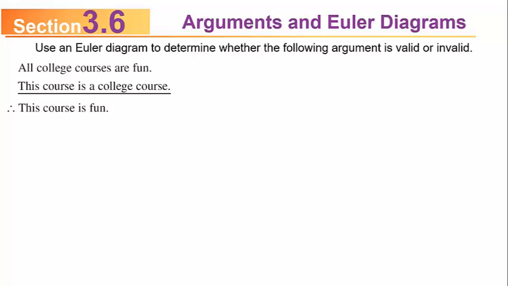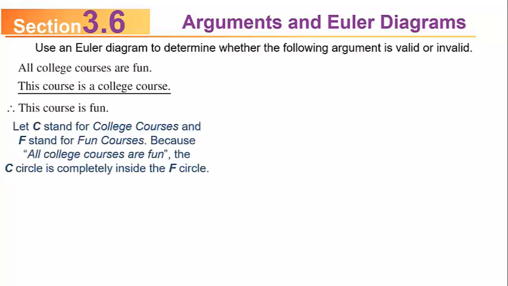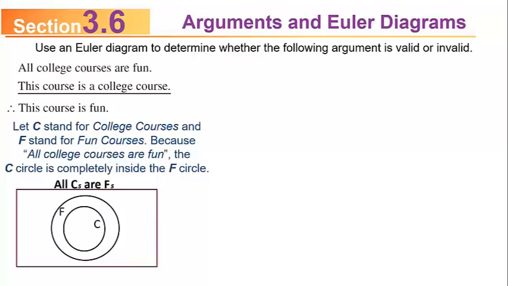So I'll read it again. The premises are all college courses are fun, and this course is a college course. The conclusion is, therefore, this course is fun. And our job here is to decide if that argument is valid or invalid. Let's use Euler diagrams to help us answer that question. If we let C stand for college courses and F stand for fun courses, because the first premise says all college courses are fun, the circle C is completely inside the circle F. So your Euler diagram would look like this.